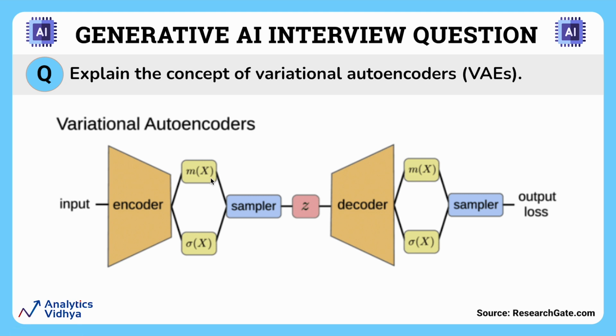In VAEs, the encoder translates the input data to a lower dimensional representation, while the decoder converts the lower dimensional representation back to the original input space. This is a pictorial representation of a VAE.